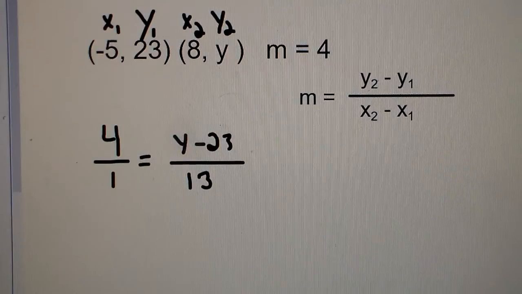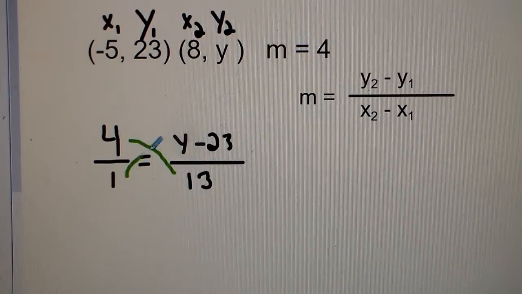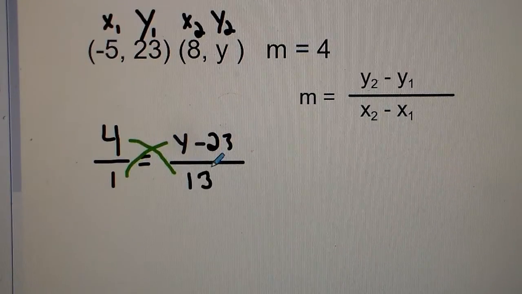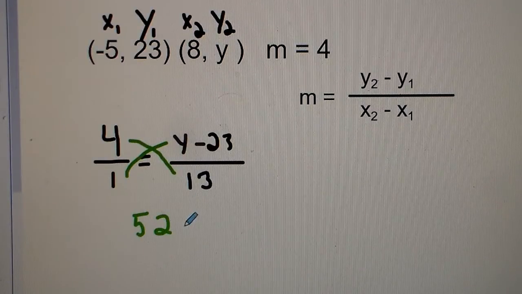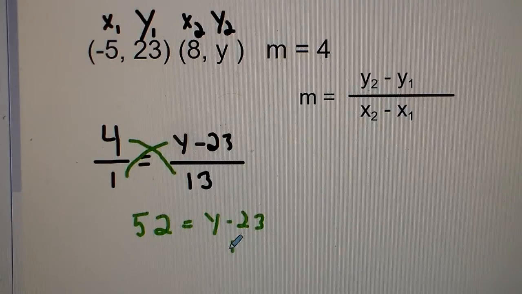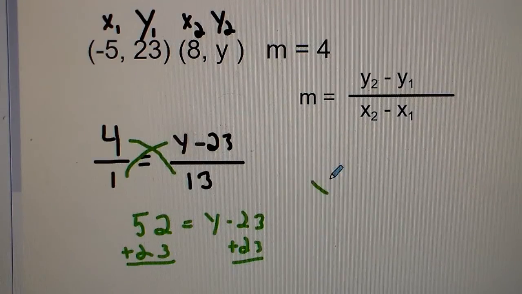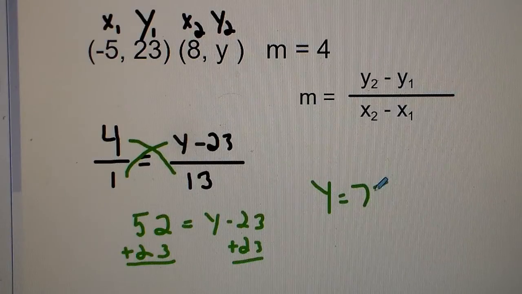Now you might remember this also from middle school as cross multiplication, proportions. So 1 times all of that is equal to 4 times 13. 4 times 13 gets you 52. So we got 52. 1 times y is y, and 1 times -23 is -23. We then add 23 to both sides, and we're going to get y equals 75.